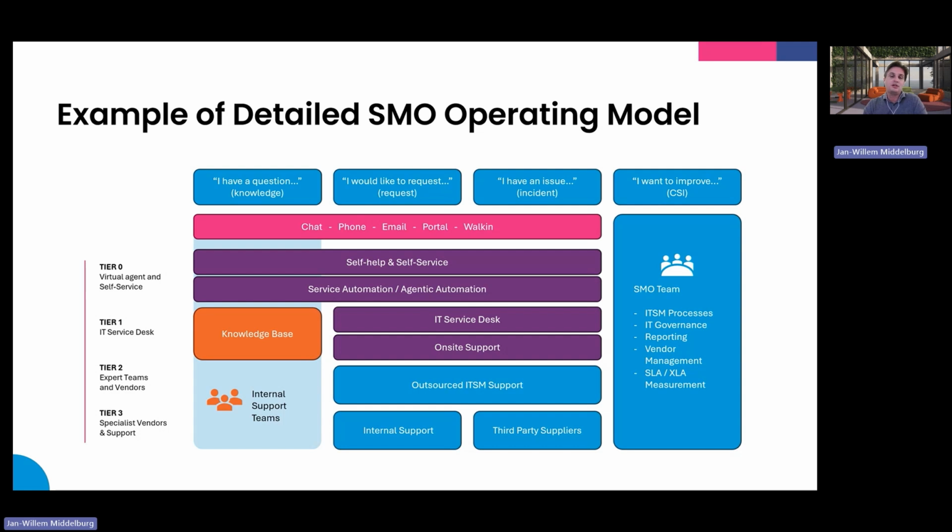Now, the reason I wanted to share this operating model today is because it provides you with an overview of how a potential SMO can be set up, including its roles and responsibilities. But I'd like to reiterate one of the points that I made earlier. Every SMO for every organization is unique. And although this example can be a good blueprint to get started and start a discussion in your own organization, note that every SMO operating model will need to be tailored and will need to be adjusted over time.